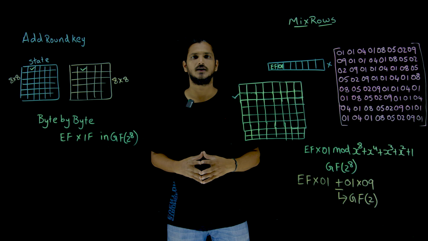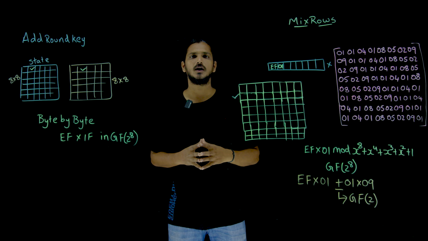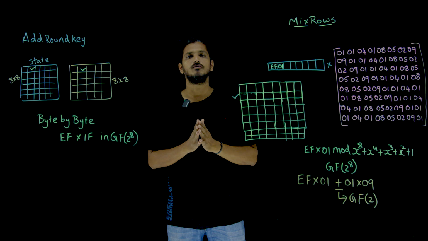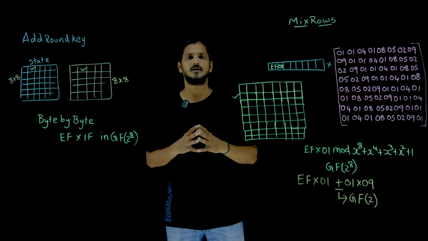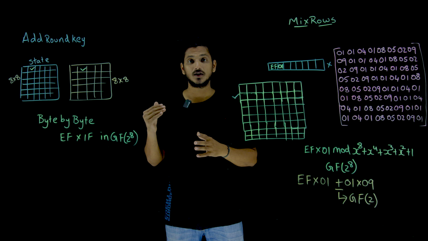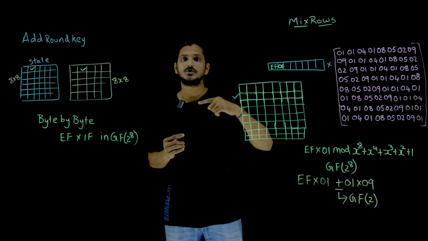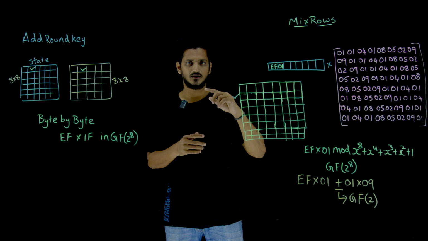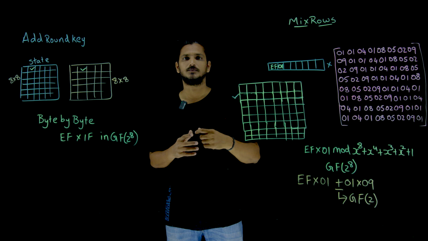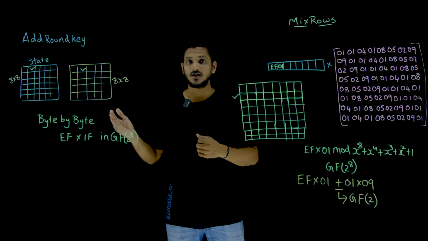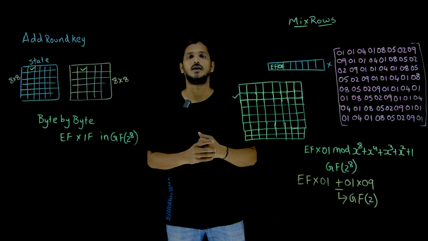I am Raghu here. In this class, we'll discuss mix rows and add round key in the Whirlpool compression function. In our previous classes, we already discussed substitution byte and shift columns. This is what we discussed in our last class. Please watch that class and come back here. This is a continuation class.